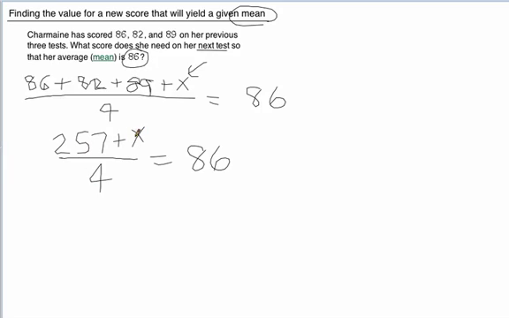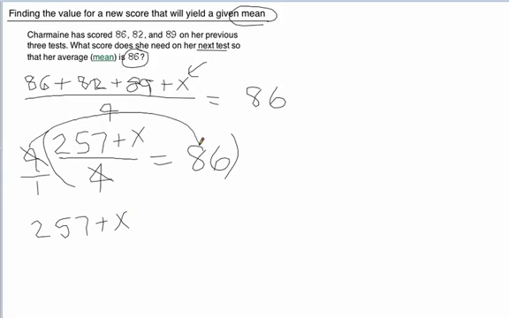Now, we need to get this x all by itself, so that means we need to eliminate this fraction. So let's multiply the whole thing by 4, which is the same thing as 4 over 1. So these cross cancel, and we end up with just 257 plus x on the left side of the equal sign, and then we have to distribute this 4 times 86, and we get 344.